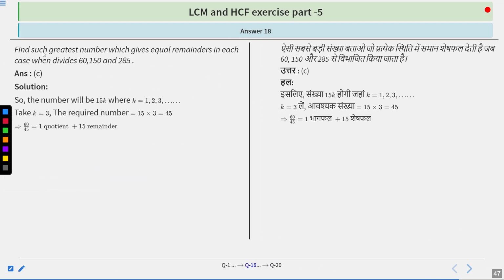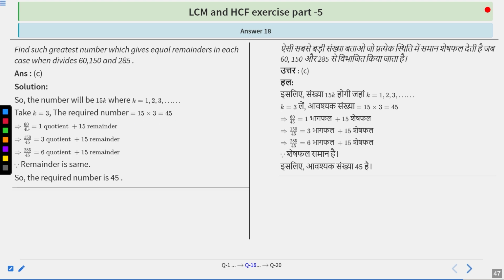But we have to find the greatest number which gives an equal remainder in each case. So let the number be 15 into k, where k can be 1 to 3. Taking k equal to 3, we get 15 into 3, that is 45. So we can see that 60 divided by 45 will give us 15 as the remainder. Again, if we divide 150 by 45, we get 15 as a remainder.